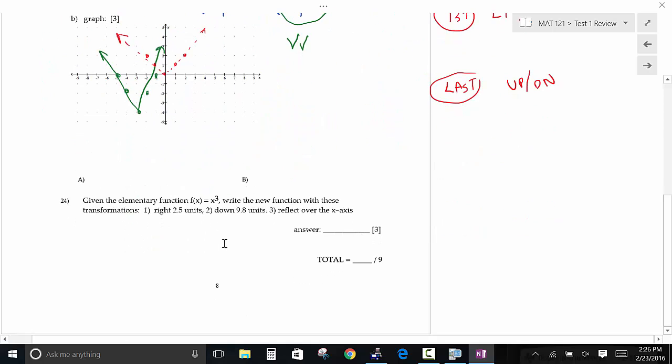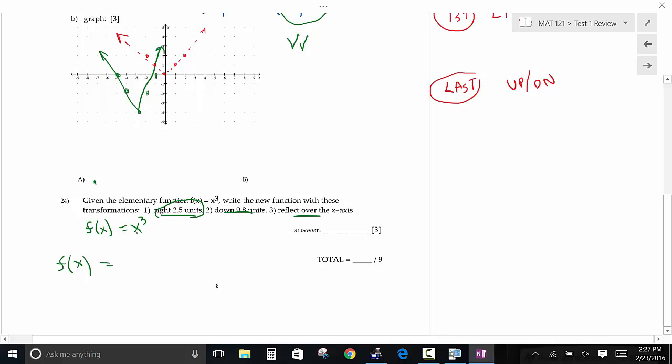Now let's go down and do the rest of these things. Another thing I like students to be able to do is, if I give you a function like f of x equals x to the third, I can give you any elementary function, we want to be able to build a function that has those transformations in it. So let's see if we can put this together. If I want this to go to the right 2.5 units, where would you put the 2.5 in that function?